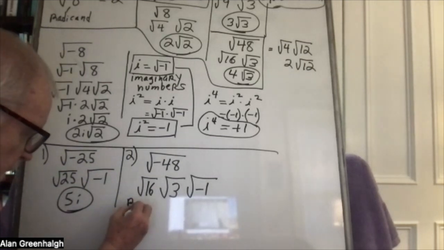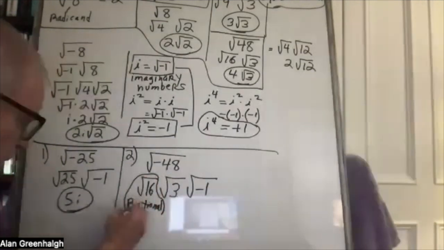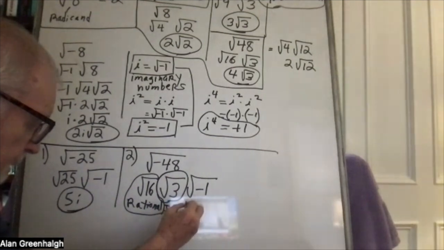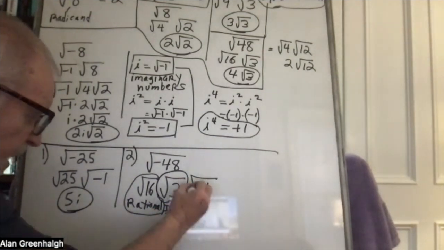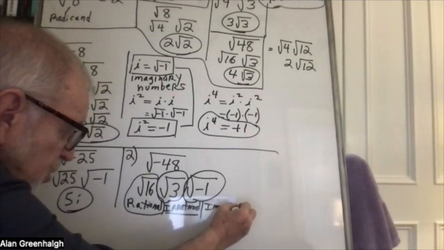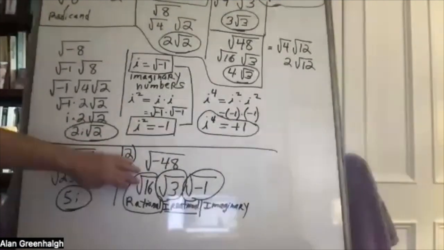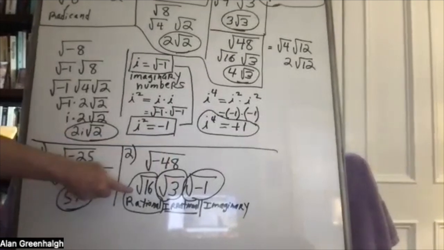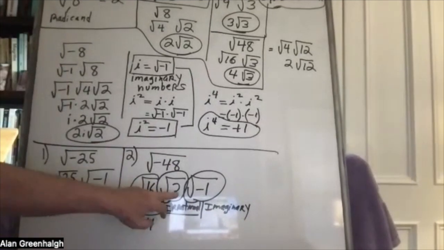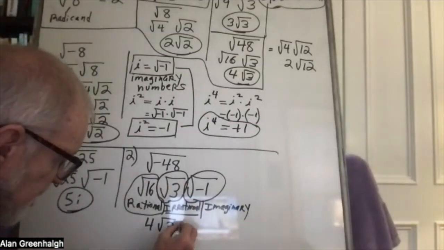This is called a rational number. This part right here. Let me put that over there like that. This is called an irrational number. And this is the imaginary part. So whenever you take the square root of a negative number, always separate it into 3 parts: a rational number, an irrational number, and the imaginary part. Rational means simply that you could change this to a whole number. Irrational means you cannot do such a thing. And the imaginary part goes over there, which is i.